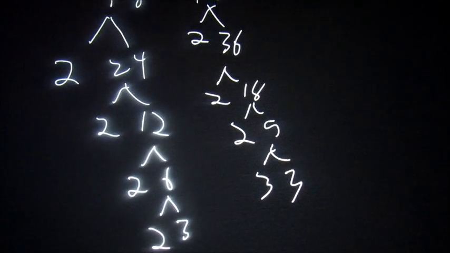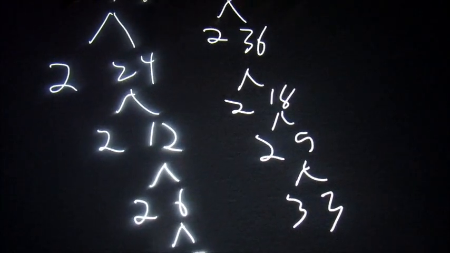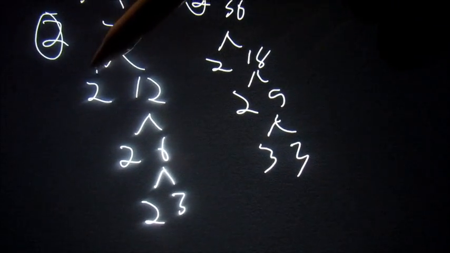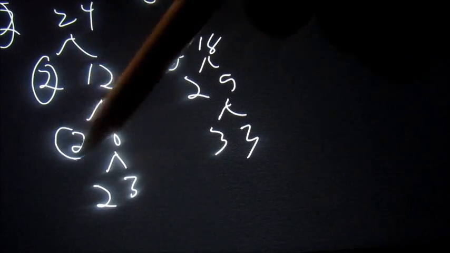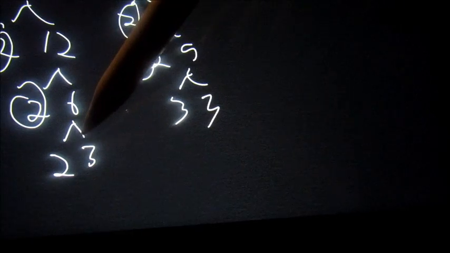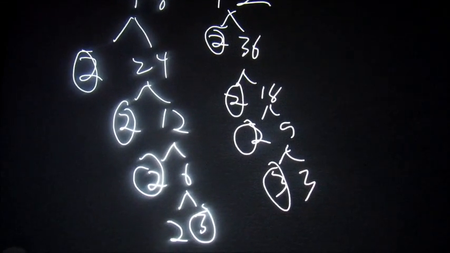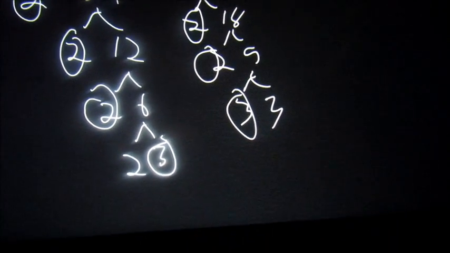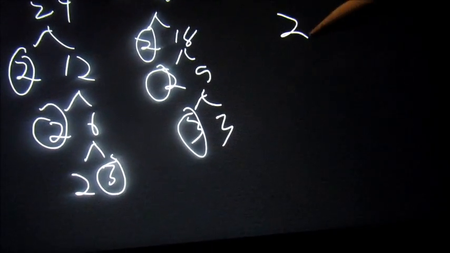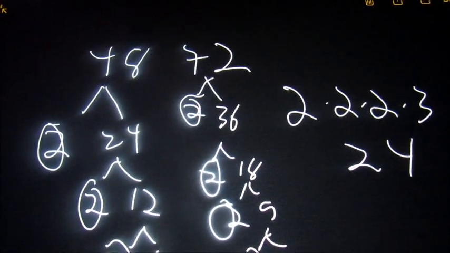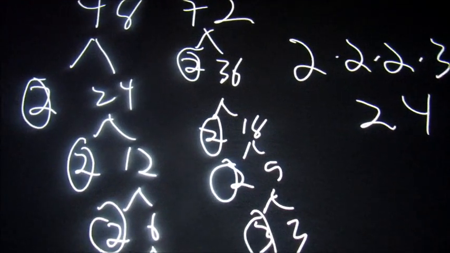Then what we're going to do is look to see what is in both of them. So we have a 2, a 2, a 2, a 2, a 2, and a 3, and a 3. We just have to find what's common. So 2 times 2 times 2 times 3, which is 24. So 24 is the greatest common factor of 48 and 72.